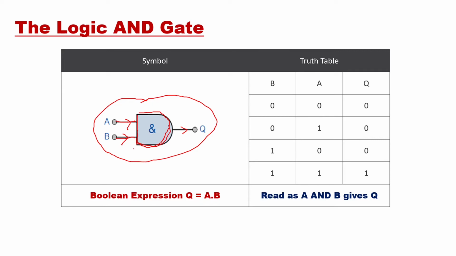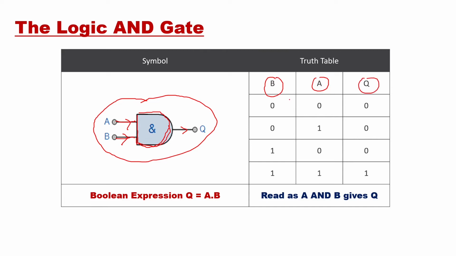So what will be the combinations? Here we will use a combination such that when all the inputs are high, the output will be high. If all the inputs are logic 1, the output will be 1. Otherwise, if any input is 0, the output will be 0 only. So what does that mean? We'll see here. B and A are the inputs and Q is the output.